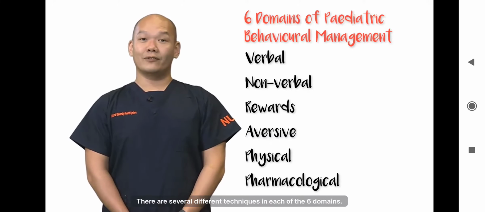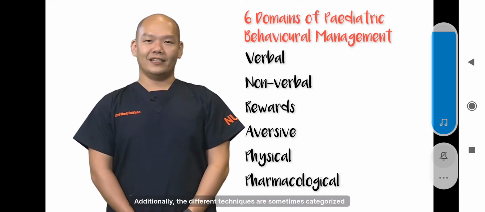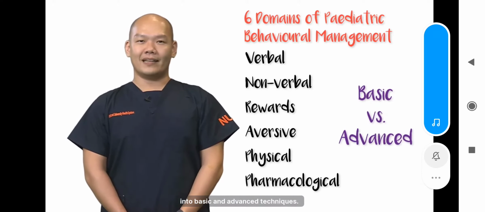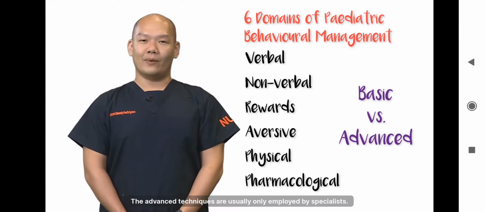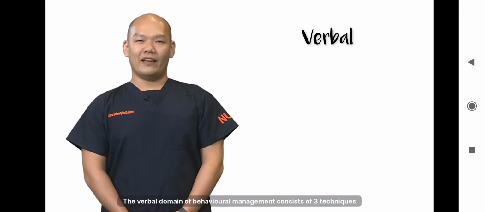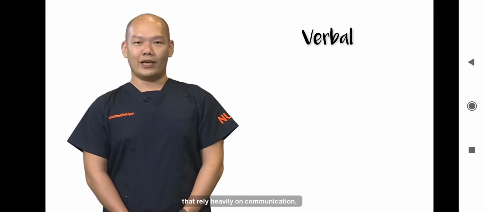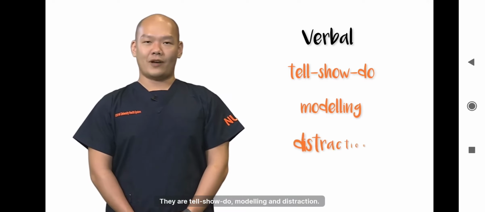There are several different techniques in each of the 6 domains. Additionally, the different techniques are sometimes characterized into basic and advanced techniques. The advanced techniques are usually only employed by specialists. The verbal domain of behavior management consists of 3 techniques that rely heavily on communication. They are tell, show, do, modeling, and distraction.